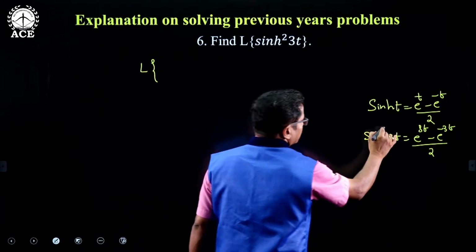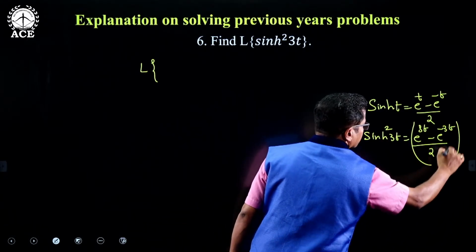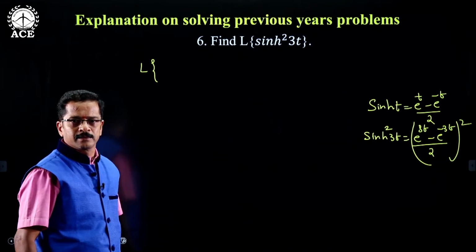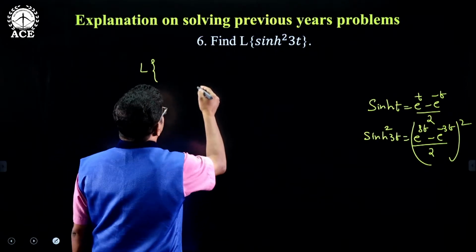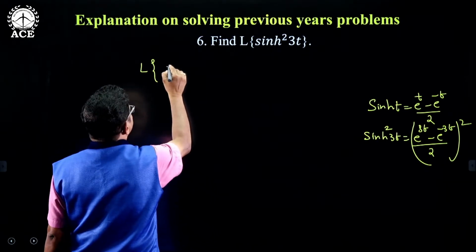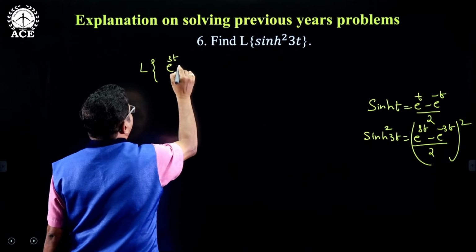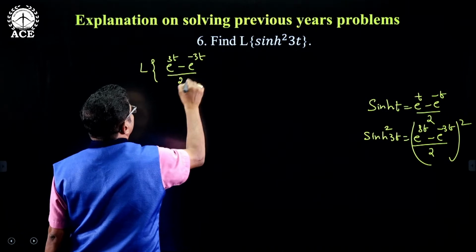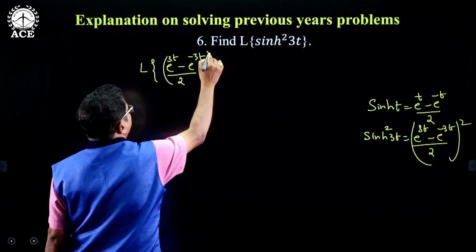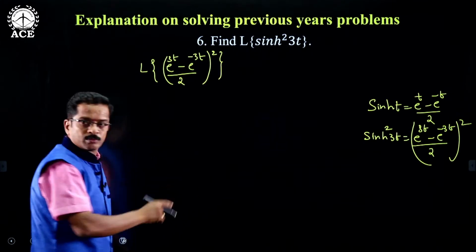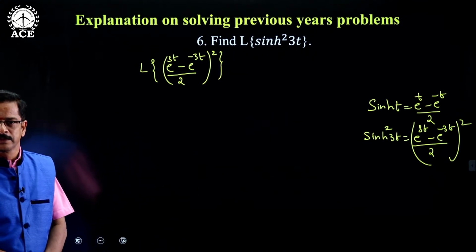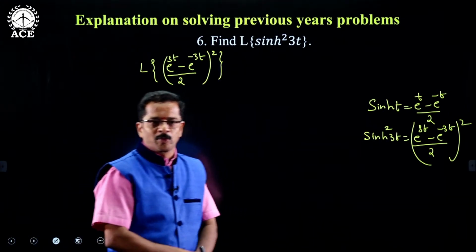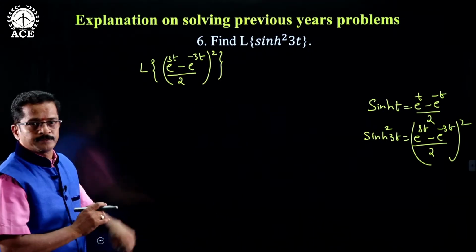Having square now, so then put a square. That I am doing directly. Okay, so then (e power 3t minus e power minus 3t) by 2 whole square I am taking. As per hyperbolic function definitions, I took that one.